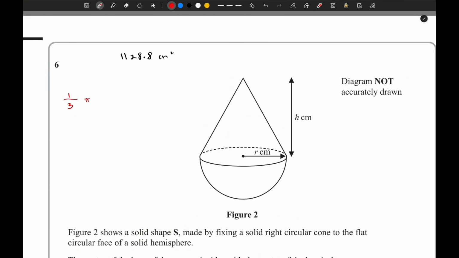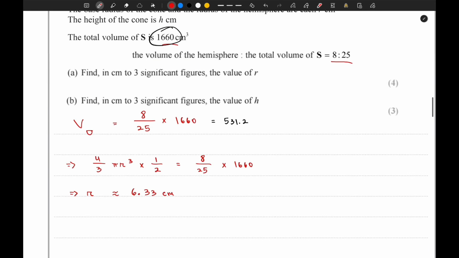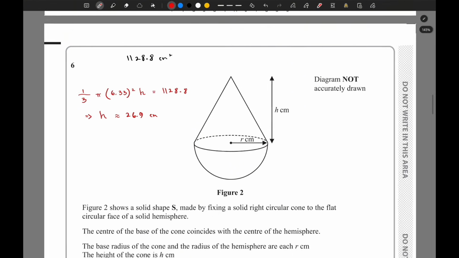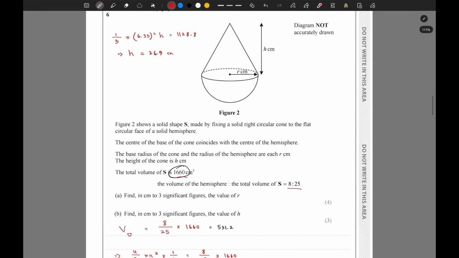Now I can say that 1 over 3 pi r square h is the volume of the cone. So the radius is 6.33, and pi r square h is 1128.8 times 3. From this we can calculate the value of h. So the value of h is 26.9 centimeters. So these are the answers to question 6.